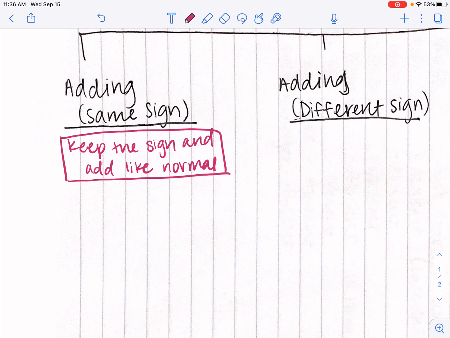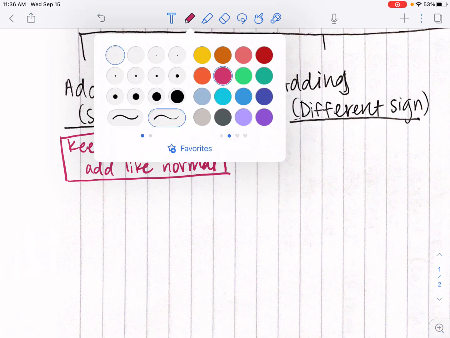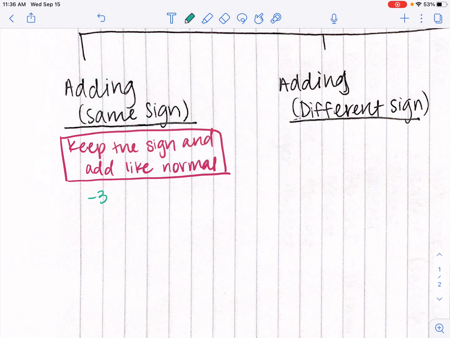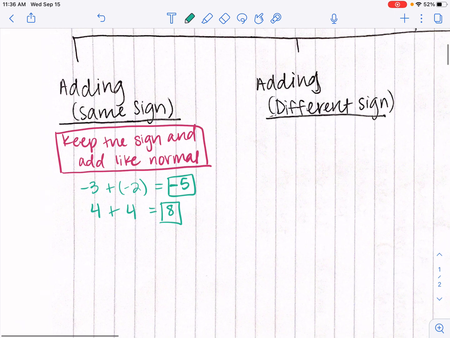So if I had, let's do an example, -3 plus -2, they're both negative. So I'm just going to keep the sign. They're both negative, so my answer is negative. And then add like normal. 3 plus 2 is 5. So my answer is -5. Same thing if they were both positive. If I had 4 plus 4, they're both positive, so my answer is going to be positive, and 4 plus 4 is 8. So that's no different than what you guys have been doing all your life, but it works the same way with negatives.